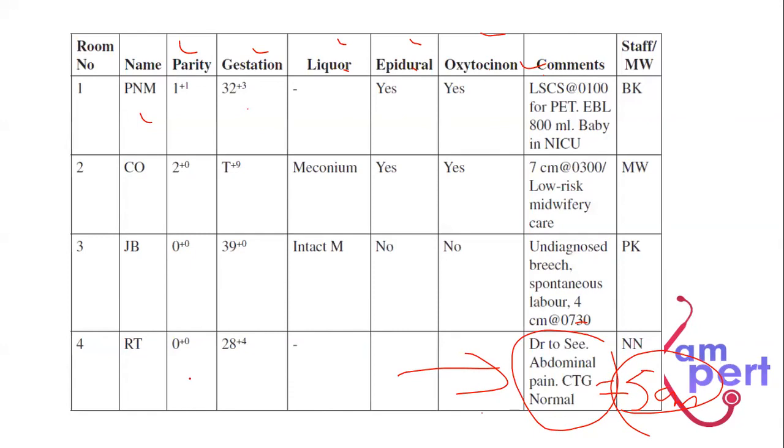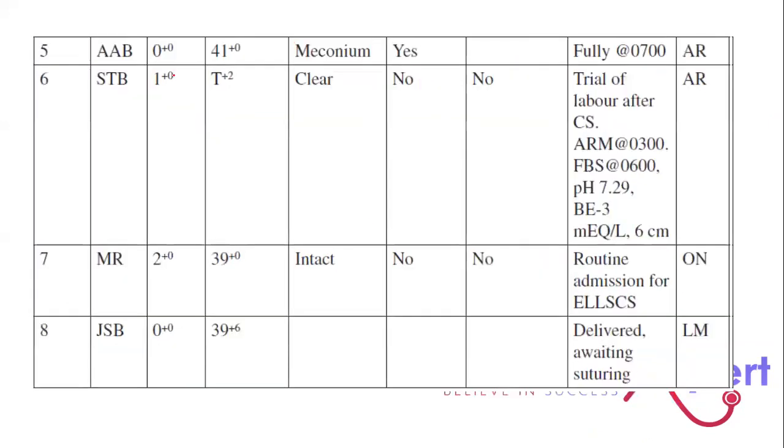Otherwise, you have sent the midwife coordinator, isn't it? So she will assess and she will tell you. Then you can simply say that she will tell me what exactly the situation is at the moment, because at 7 o'clock she was fully dilated and she's on epidural as well. So ideally, she has to be delivered by 3 hours. Meanwhile, I will manage the rest of the labor board, and then I will go and check myself whether she has delivered or not. Stay simple.